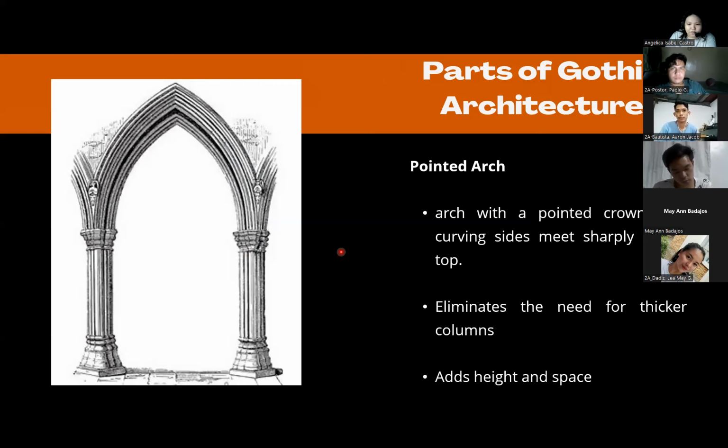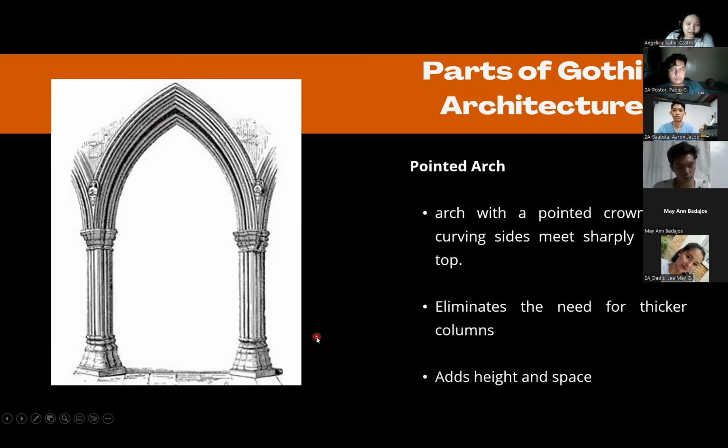Okay, next element of your Gothic architecture would be your pointed arc. See, by definition, it's just an arc with a pointed crown kasi it meets here at the top. So it eliminates the need for thicker columns. Again, kasi dito pa lang, kina-counter na niya yung load na binibigay sa kanya mula dito sa taas. And it adds height and space. Important, again, height and light.